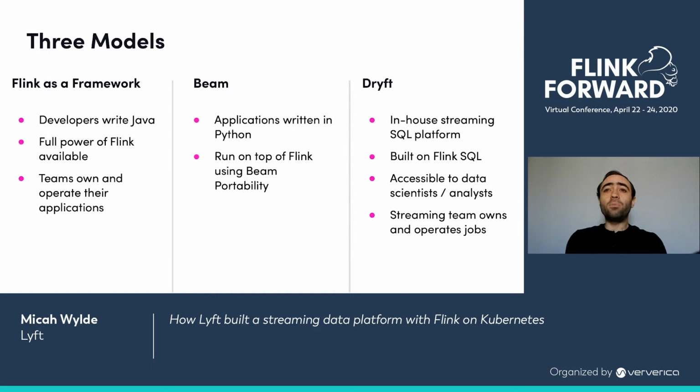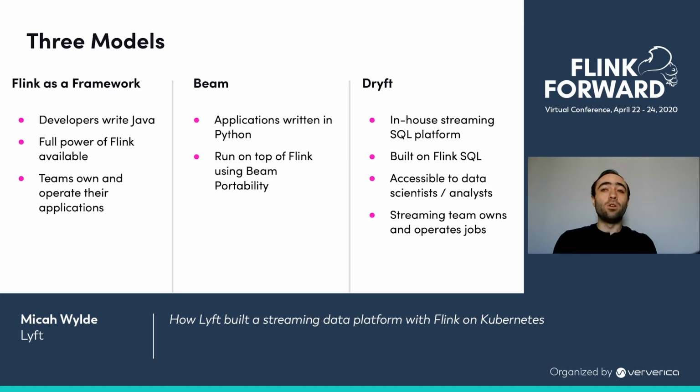We've developed 3 different models for running Flink and streaming applications at Lyft. The first is what people are probably most familiar with, what we call Flink as a framework. In this model, we provide the basic infrastructure for people to run Flink. Developers write normal Flink Java applications. You have the full power of all the different Flink APIs available, and teams are responsible for owning and operating their own applications.